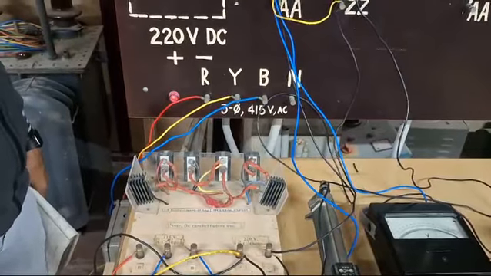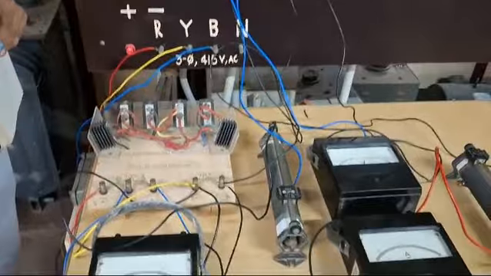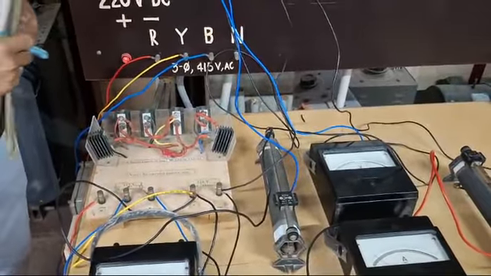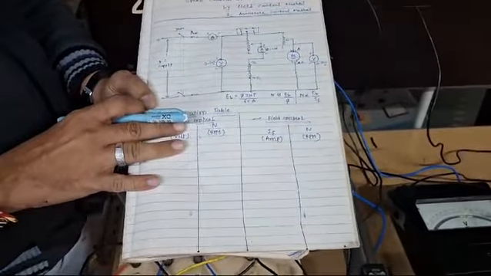This is the final setup for the speed control method of a DC shunt motor. First of all, we are going to see the field control method. We have to understand the basic thing about the speed control or the speed regulation of the DC machine.